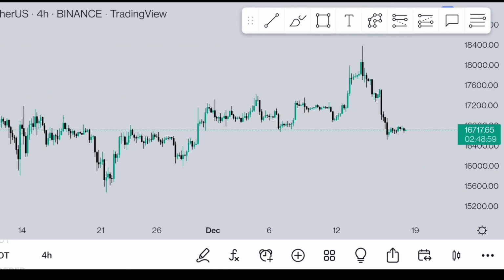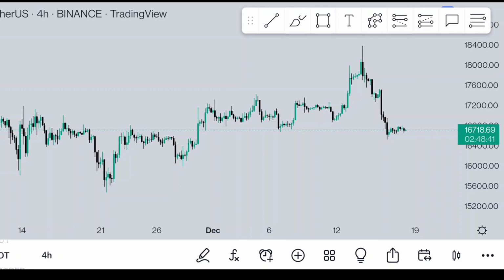I am using a Bitcoin chart here, and this strategy can be applied on anything like forex or any other coin, and I am using the 4-hour chart. We will use two things in this strategy. One is market structure break and the other one is fair value gap.